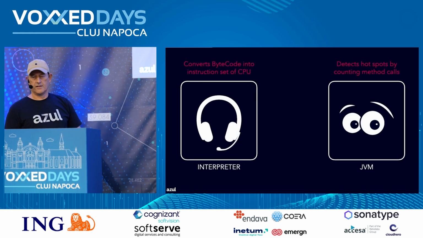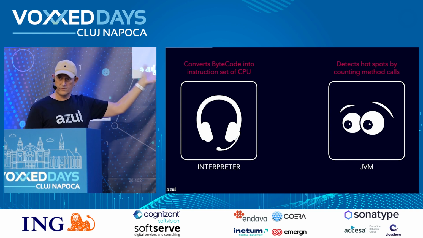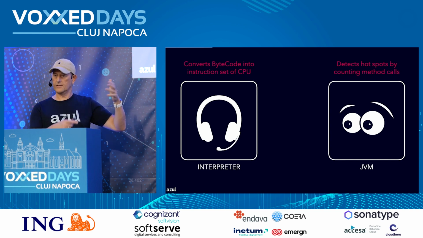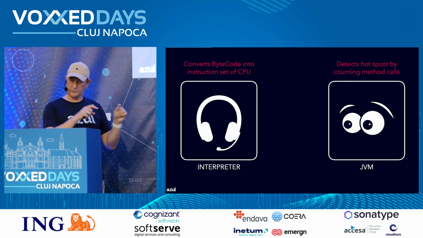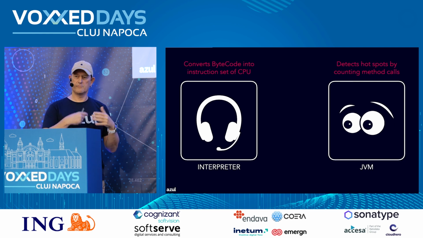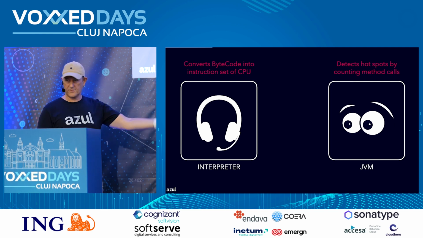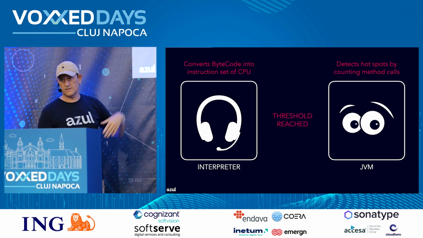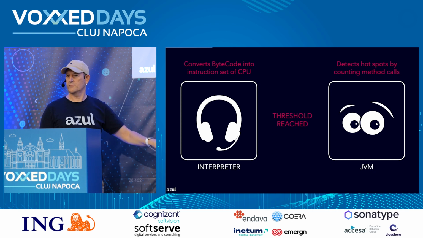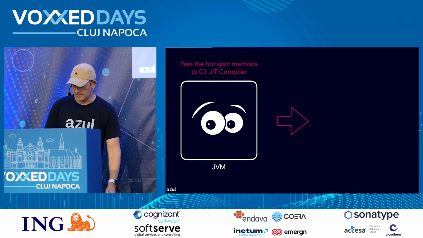Okay, so it works as follows. The interpreter takes the code line by line and interprets it into the CPU instruction set, and the JVM is watching it and profiling. It is literally method counting. So if a method was called, let's say, 5,000 times, there's a specific threshold, and the JVM says, okay, we called this method so often, we take it and put it into the C1 compiler, right?